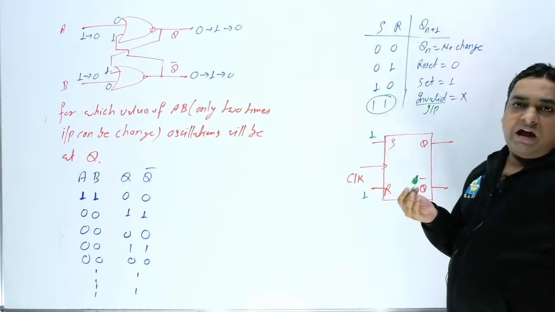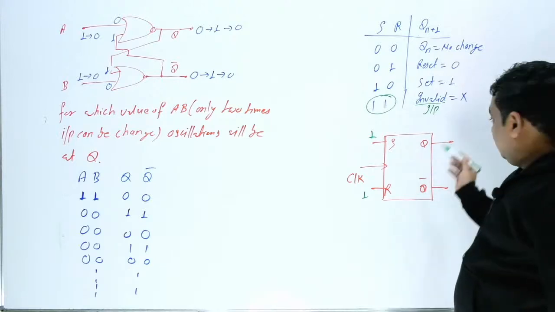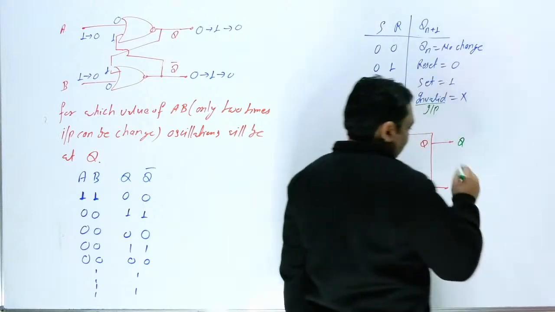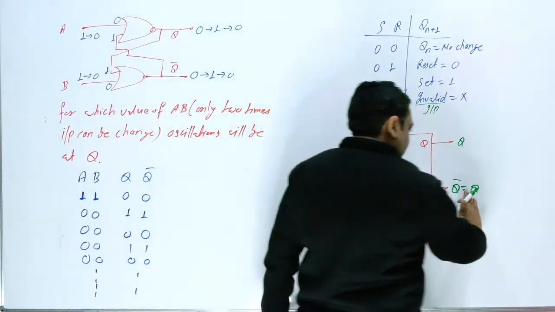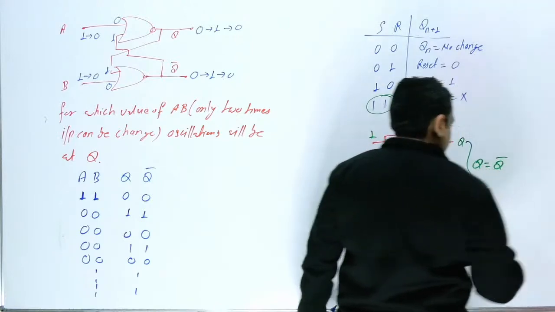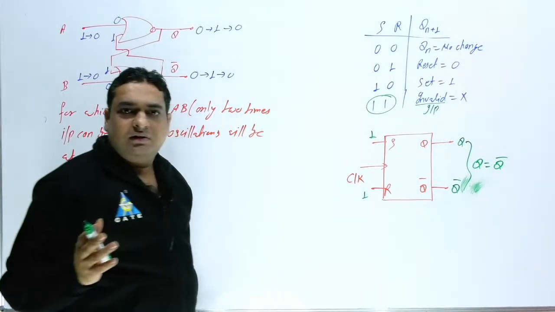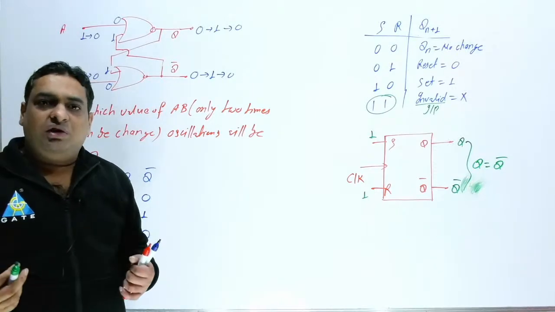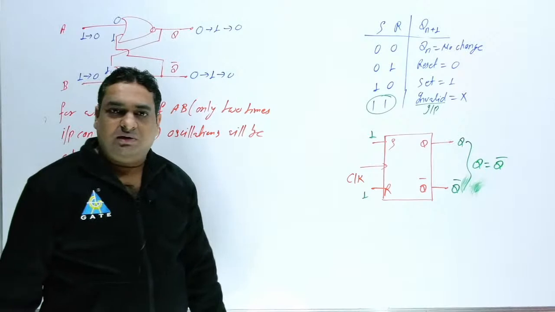But if you apply 1 1, you will get an output. Here Q and Q bar will be the same; in other words, Q is equal to Q bar. But you can apply it. So if you want Q and Q bar to be the same, what you have to do? You have to apply both the inputs 1 1.